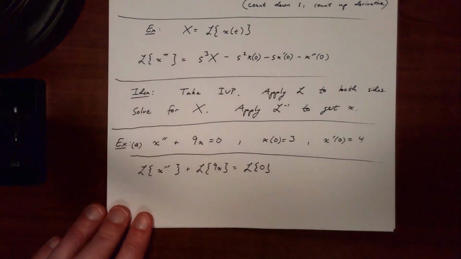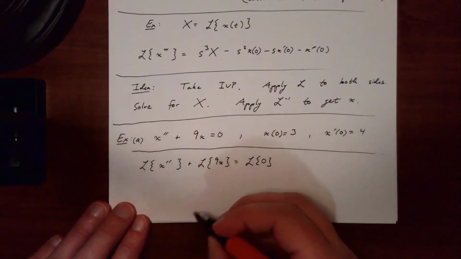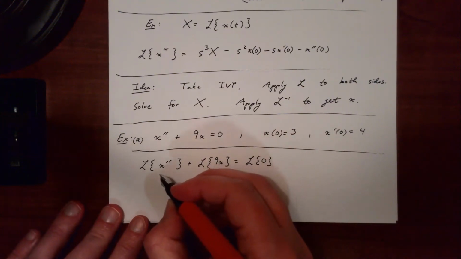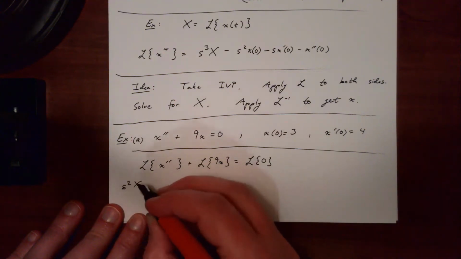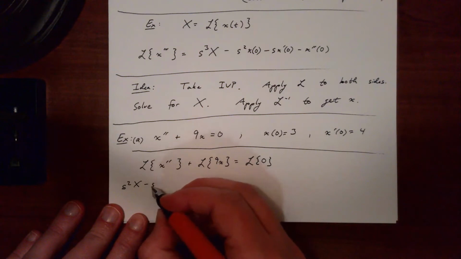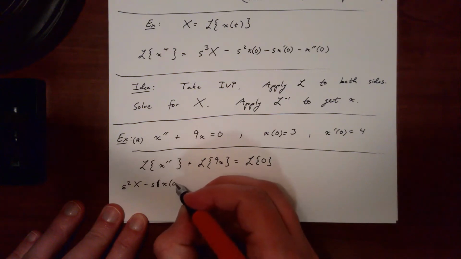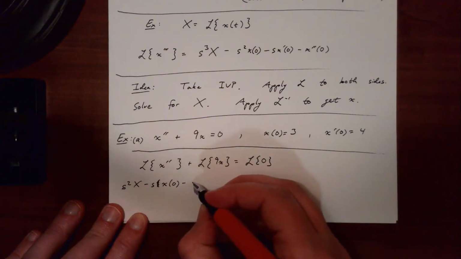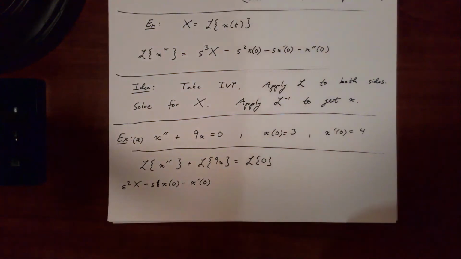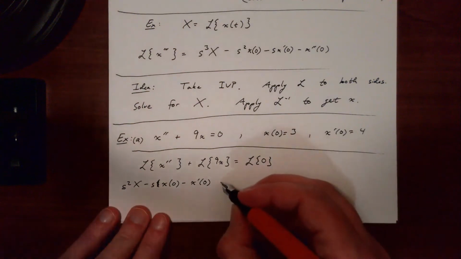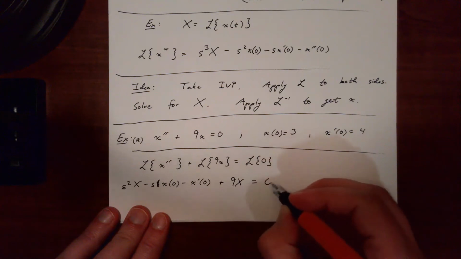Now, as you might predict, the Laplace transform of 0 is just 0. The Laplace transform of x we'll just write with a capital X, and as for this part, there we just use our little formula. So what's it going to be? S squared times X, capital X this time, minus s times x of 0, minus x prime of 0. So you count down the x's, down the s's, up the derivatives. Plus 9X is equal to 0.